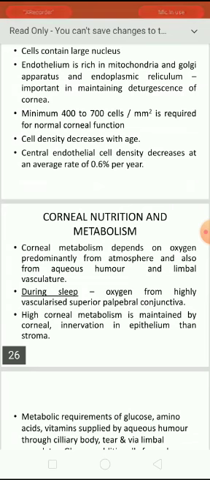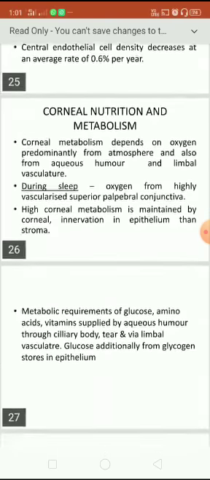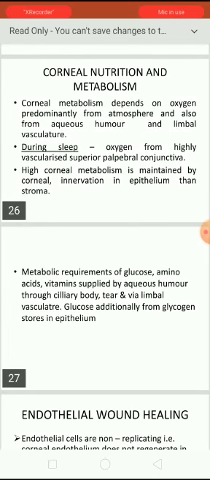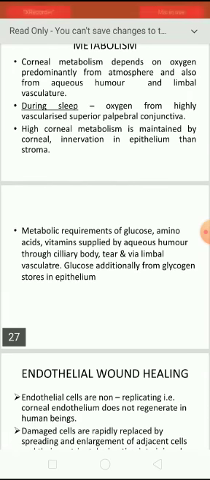Now we'll see the corneal nutrition and metabolism. Corneal metabolism depends on oxygen, predominantly from the atmosphere and also from aqueous humor and limbal vasculature. During sleep, oxygen comes from the highly vascularized superior palpebral conjunctiva, and high corneal metabolism is maintained by corneal innervation, more in the epithelium than stroma. That means the epithelium plays an important role compared to stroma in maintaining corneal metabolism. The metabolic requirement of glucose, amino acids and vitamins is supplied by aqueous humor through the ciliary body, tears and limbal vasculature. Glucose is additionally obtained from the glycogen stores in the epithelium.